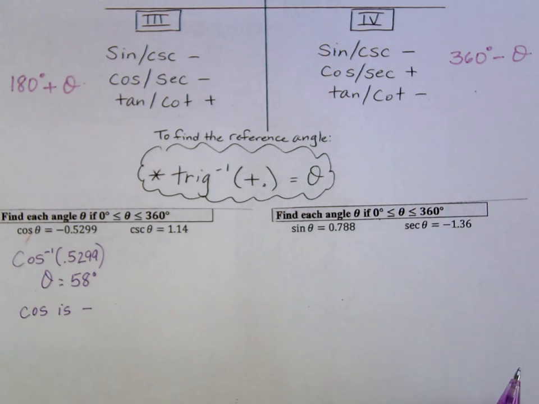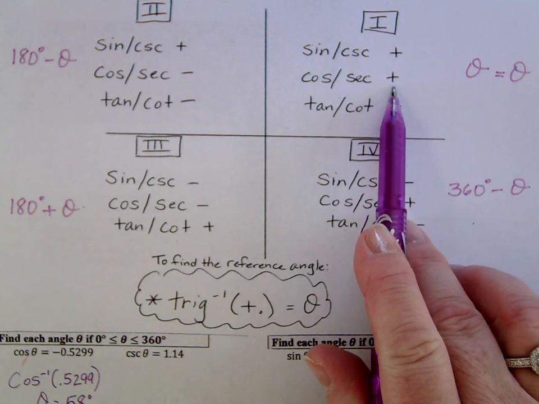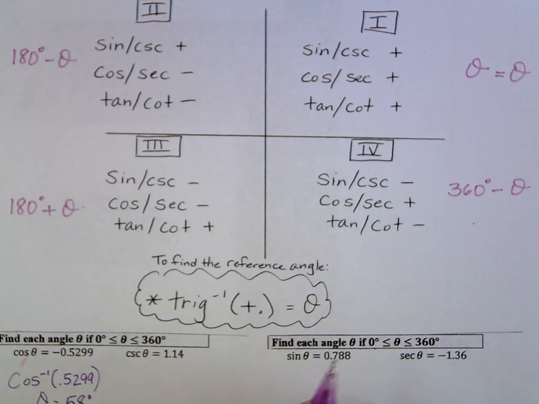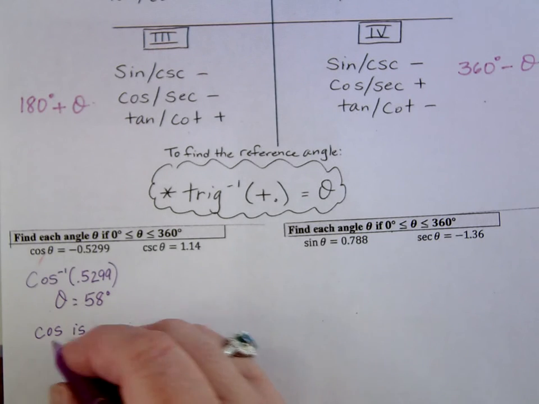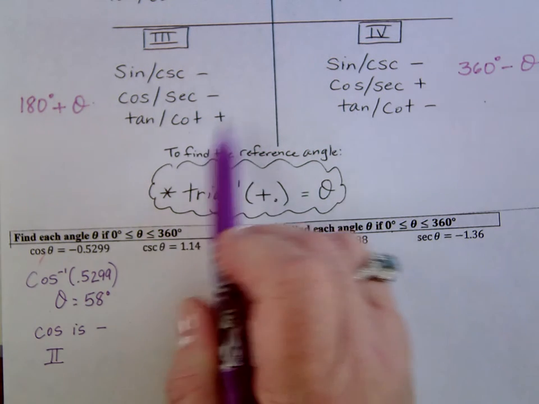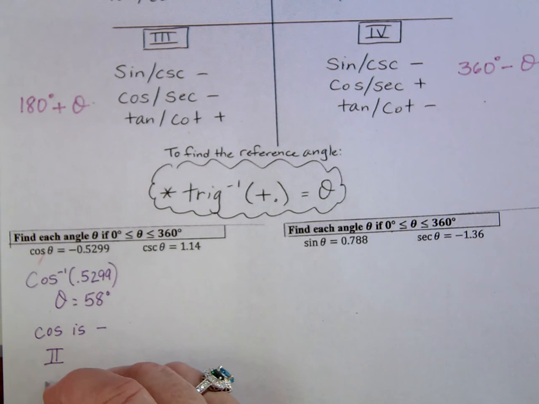So I've got to go up to my values up here, and I want to know which quadrants has a cosine that's negative. Not here, he's positive. But in the second quadrant, he is negative. So one of the places that I'm going to put for this is cosine is negative in the second quadrant. And there should be a second place where that happens. If I keep looking at my quadrants, here's another place where it's negative. I've got cosine is negative in the third quadrant.